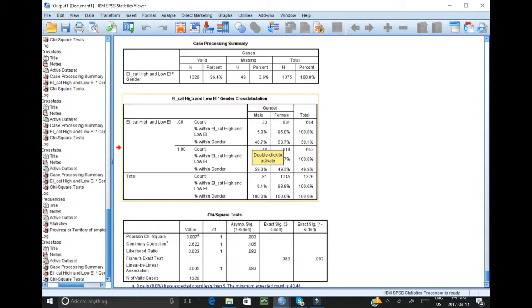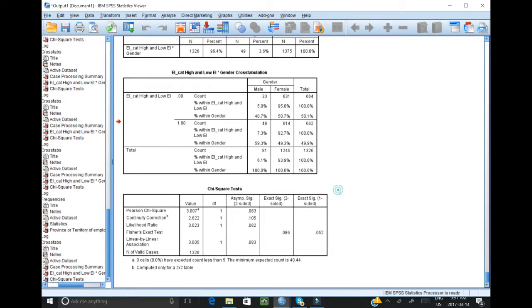So 40.7% of the men had low EI, and down here 59.3% had high EI. For females, 50.7% had low EI and 49.3% had high EI. So you can actually see that out of the men in the sample, a larger percentage of them had high scores on EI versus the women, which is maybe not what was expected.